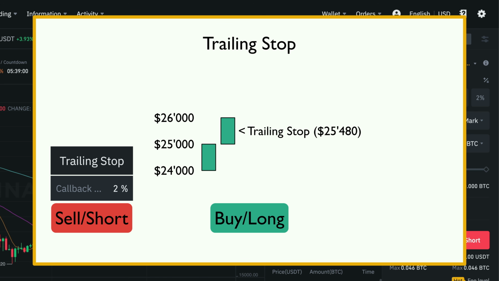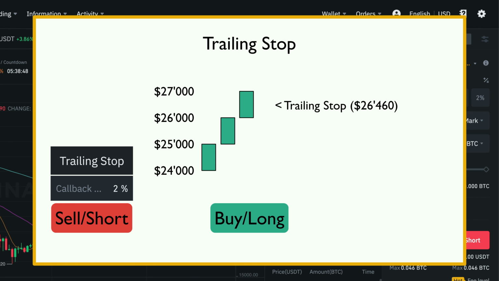So now it's 2% below $26,000, which is $25,480. If the price keeps rising to $27,000, the trailing stop also moves to $26,460, which is 2% below $27,000. But now, if the price falls again, the trailing stop doesn't move because it can only go in one direction. So if the price now falls to $26,460, the short order will be triggered and our long position will be closed with a profit of $2,460. So as you can see, the trailing stop is a great tool to lock in profits and limit losses.